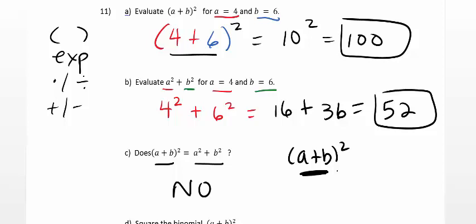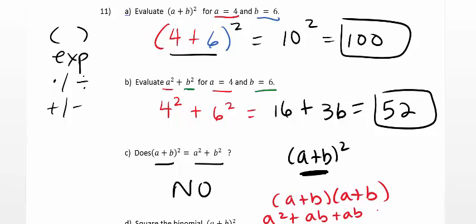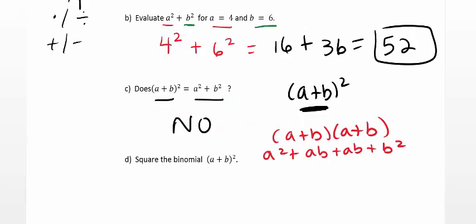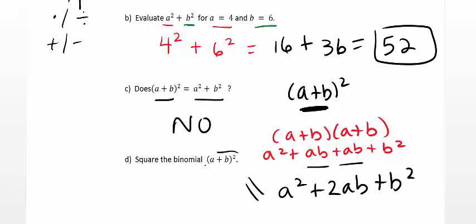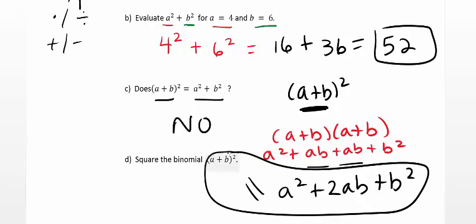What we need to do for this problem, when we square a binomial, is to write it out twice and FOIL. So then we get a times a is a squared, a times b is ab, b times a is ab, and b times b is b squared. So when we combine like terms here in the middle, we get a squared plus 2ab plus b squared, and that is what a plus b all squared equals.